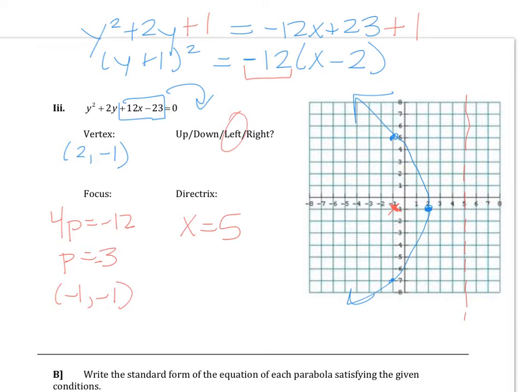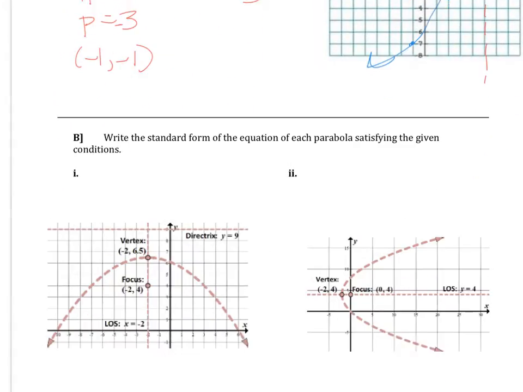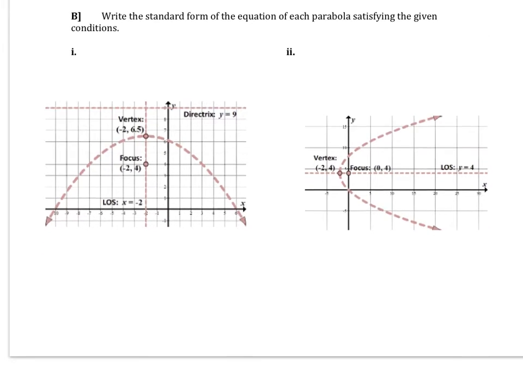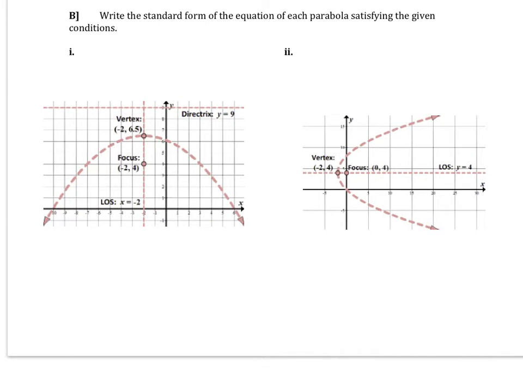Okay, and we'll finish this by doing a couple of working backwards examples. Write the standard form of the equation of each parabola, satisfying the given conditions. Now keep in mind, to write the equation of a parabola, you just need a couple of pieces of information. We need the vertex, and we need a p-value.